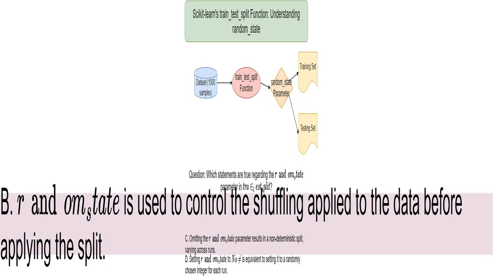Statement B says random_state controls how data is shuffled before the split. This is correct. Before splitting, the data gets shuffled randomly. random_state acts like a master key, determining the shuffling pattern. If you use the same random_state, the shuffling will be identical each time.